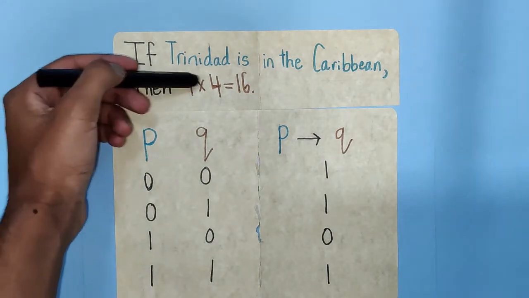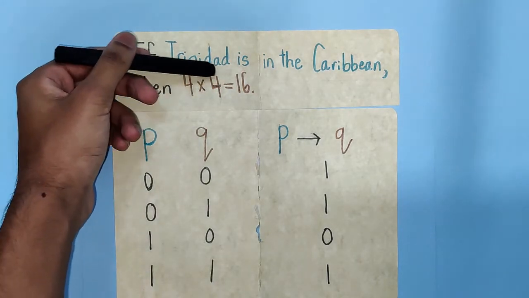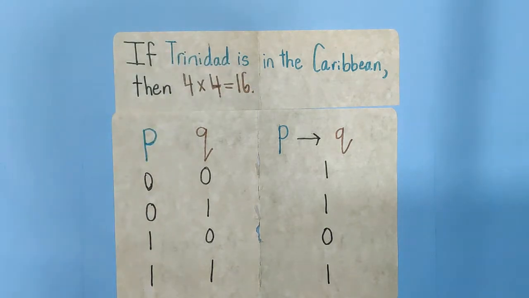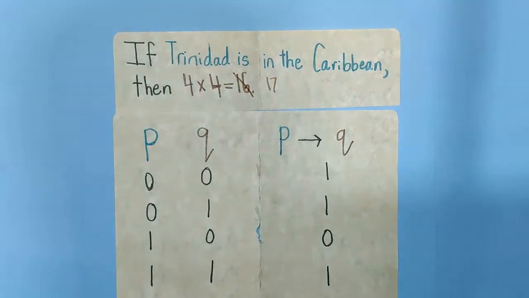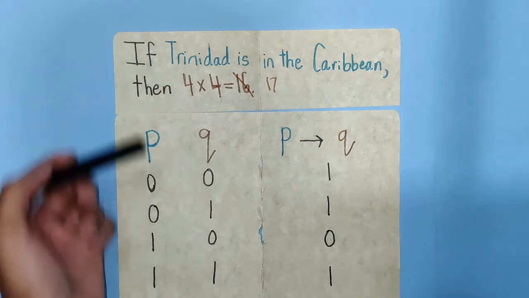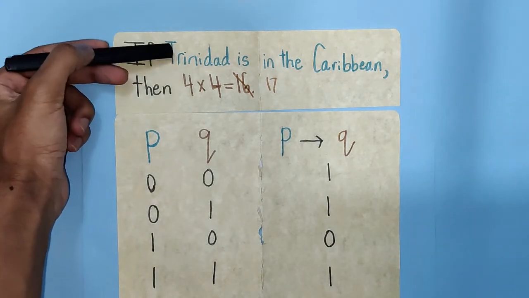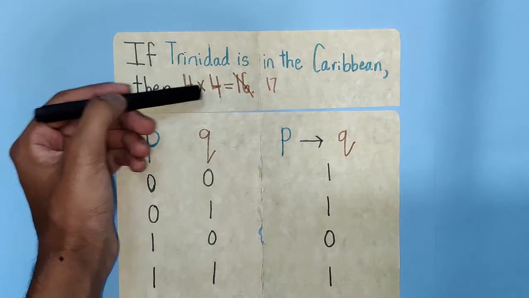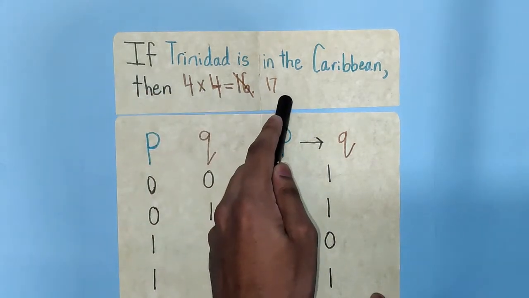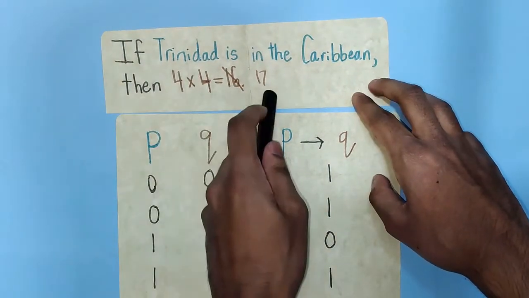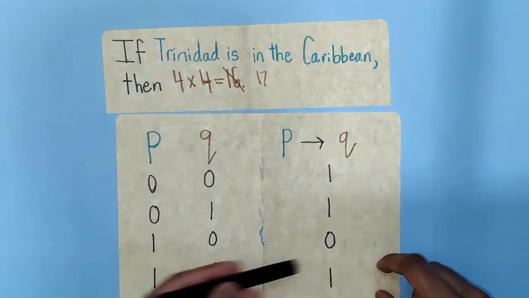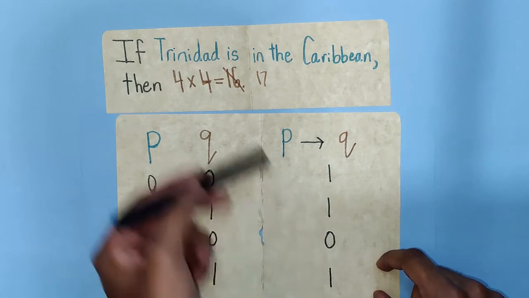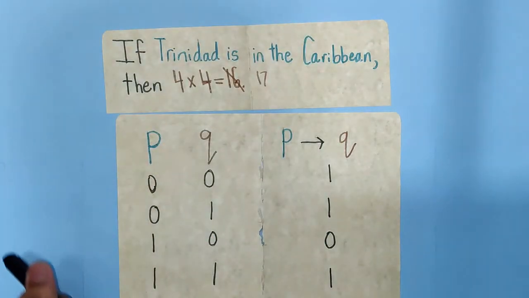So if this proposition said 4 by 4 was equal to, let's say not 16, but let's say 17 instead, would this proposition still be true? Well, in this case, Trinidad would still be in the Caribbean, of course, and 4 by 4 would be equal to 17, but this is not true. In other words, P is true, but Q is false. That gives us a truth value of 0, so this whole proposition here is false.